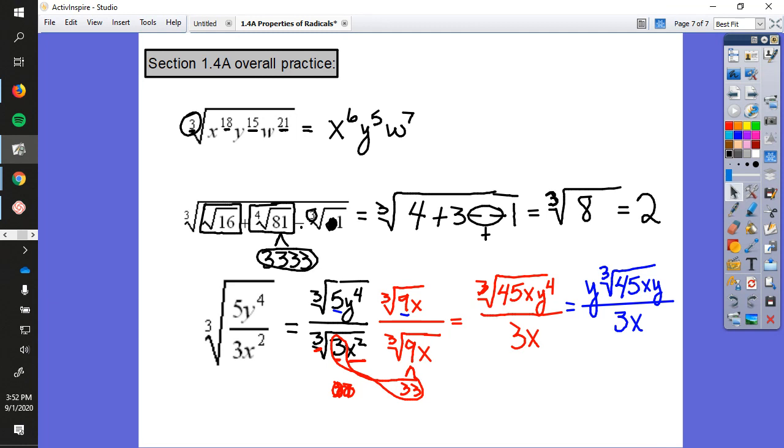So that wraps up our lesson on 1.4a, properties of radicals. We'll still be doing some more radicals in 1.4b, but this will get you far enough to be able to start working on this material.